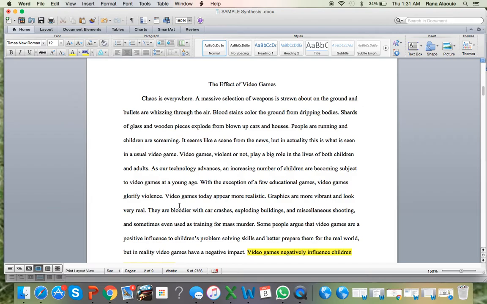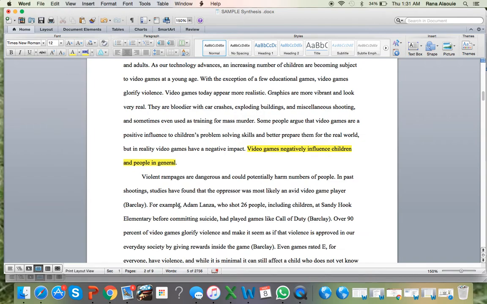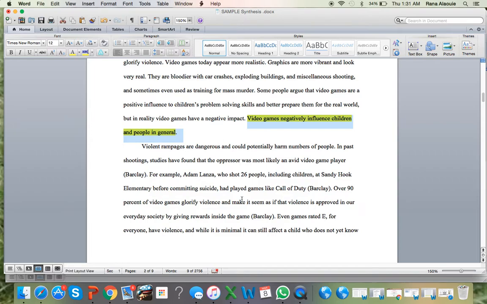Some people argue that video games are a positive influence to children's problem solving and better prepare them for the real world. But in reality, video games have a negative impact. Video games negatively influence children and people in general. Now, technically, the student kind of said the claim here, but then explicitly said it here. So now we know the position this student is taking on the topic of video games.